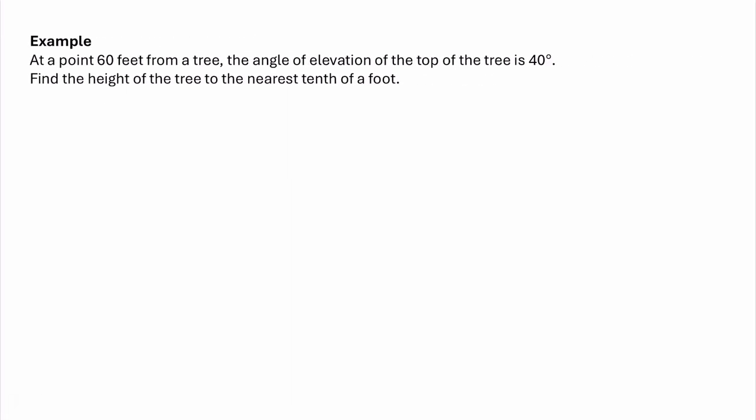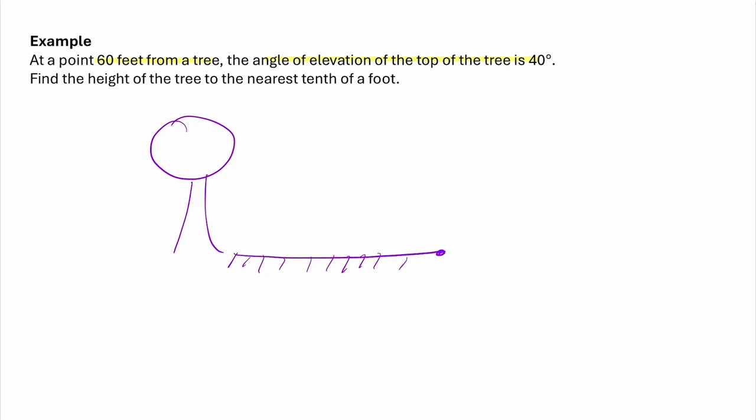It says at a point 60 feet from a tree, the angle of elevation to the top of the tree is 40 degrees. Find the height of the tree to the nearest tenth of a foot. It's always very useful in these problems to sketch a picture. So I'm going to draw in a tree. And then it says the angle of elevation from a point 60 feet away. If we imagine this is the ground, here's our point, and this distance is 60 feet.